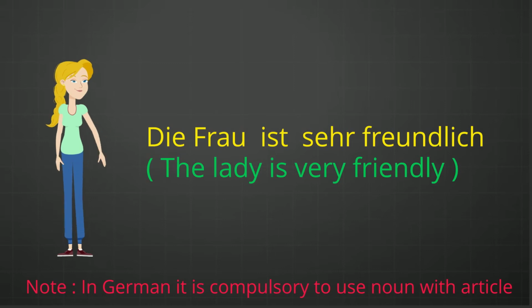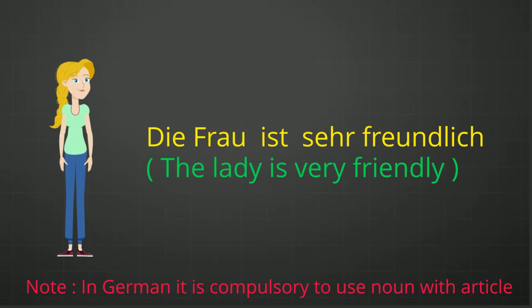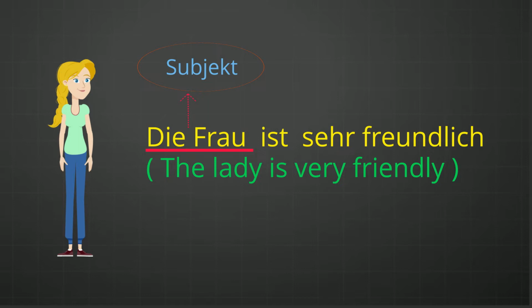Now let's see a few examples. Die Frau ist sehr freundlich. If you ask a question to the verb with who, who is friendly? The lady. The answer is die Frau. Now Frau is a feminine noun. That is why the nominative article is die. Die Frau is the subject here in the sentence.